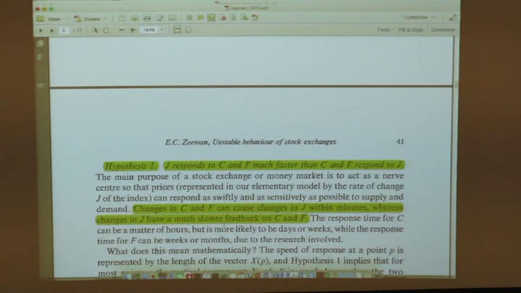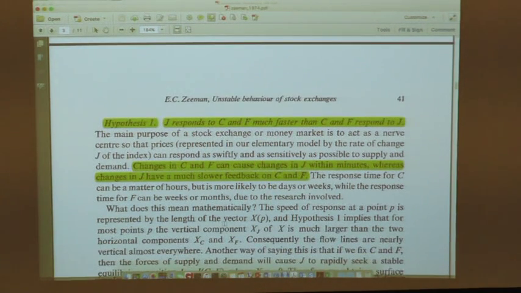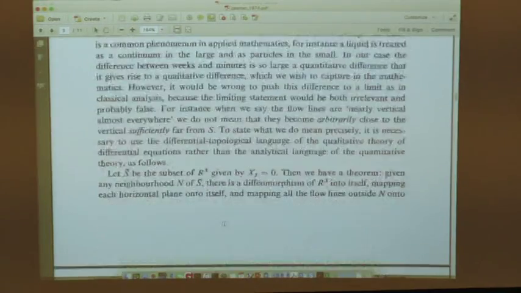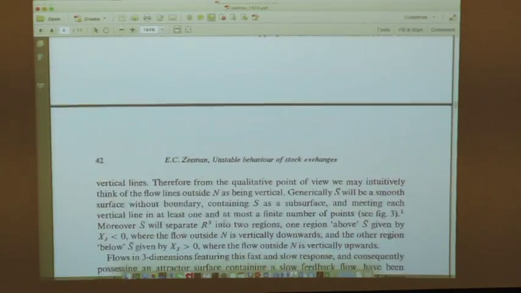So basically, the first hypothesis is that J responds to C and F much faster than C and F respond to J. So the index responds to the number of chartists and fundamentalists much faster than the number of fundamentalists and chartists respond to changes in the index. So that's his first hypothesis. And he says changes in C and F can cause changes in J within minutes or within seconds, whereas the changes in J have much slower feedback onto C and F. Okay, so you can go through these, some of the hypotheses.